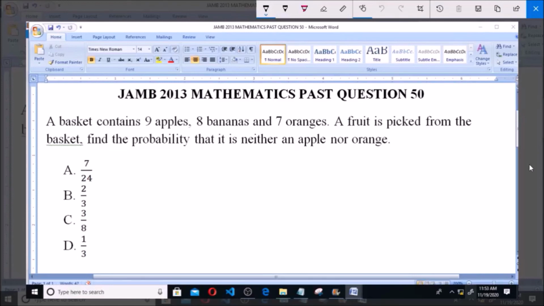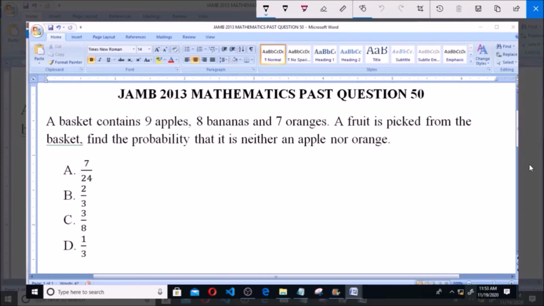I will be answering JAMB 2013 Mathematics Past Question 50. A basket contains 9 apples, 8 bananas and 7 oranges. A fruit is picked from the basket. Find the probability that it is neither an apple nor orange.